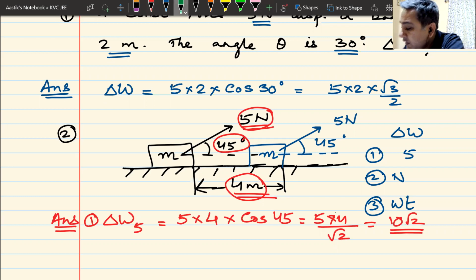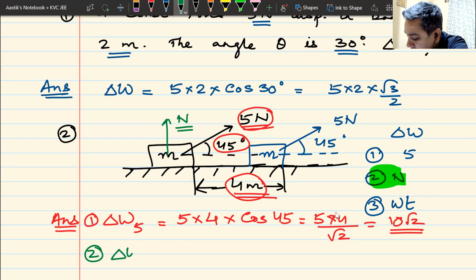Great. Now let us find out the second one. The second one is the work done by normal reaction. Now look at normal reaction. Normal reaction is the green one going up. If I find the work done by normal reaction, work done by N, can anyone tell me what will be the answer?